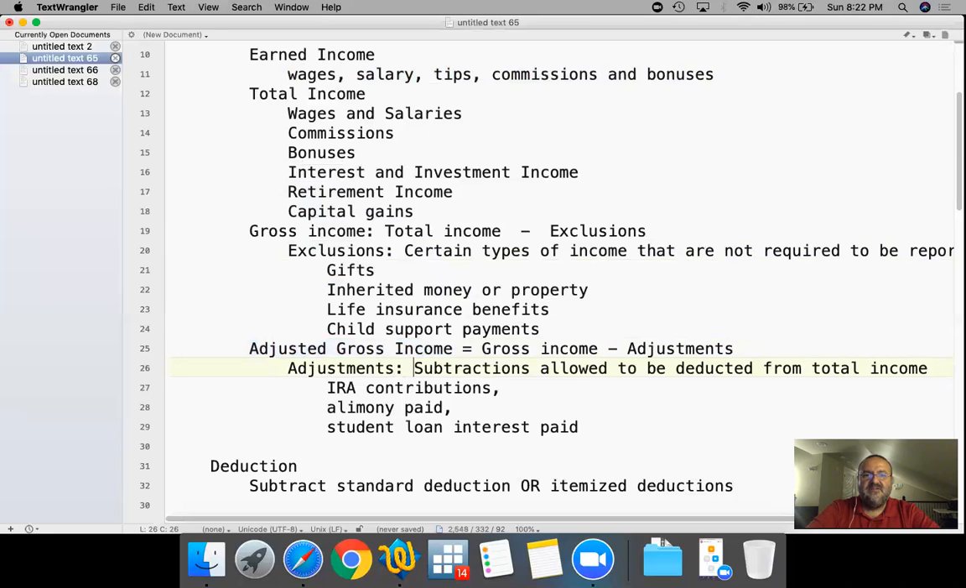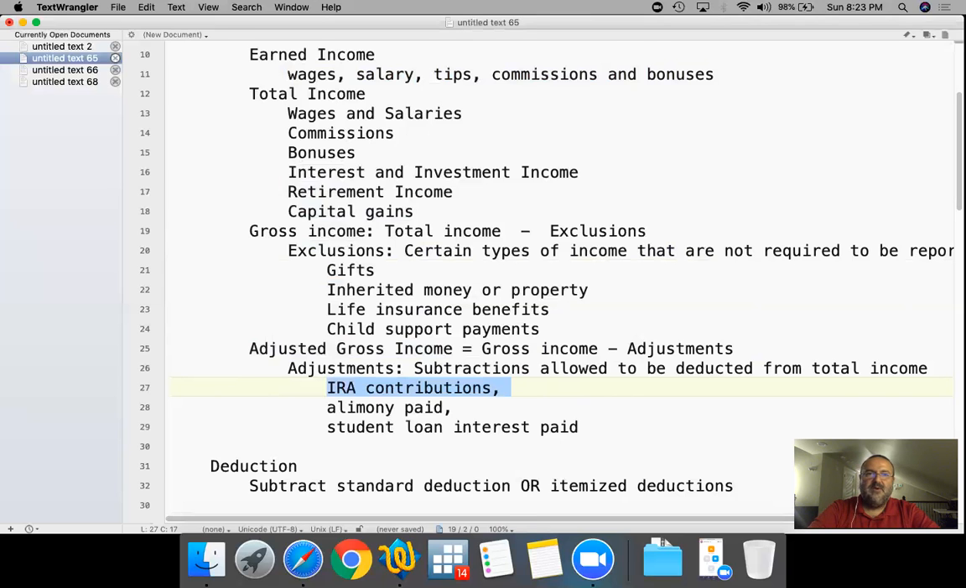Now, these adjustments are subtractions allowed to be deducted from your total income. And they're sweet because you basically just deduct them from your total income. That's it, right? So, for instance, if you have any sort of IRA contributions, these are your special retirement contributions that you make every month or at whatever period that you have. There's a cap on this, again, depending on the state and so on and so forth. But these are adjustments that you are allowed to subtract from your gross income.